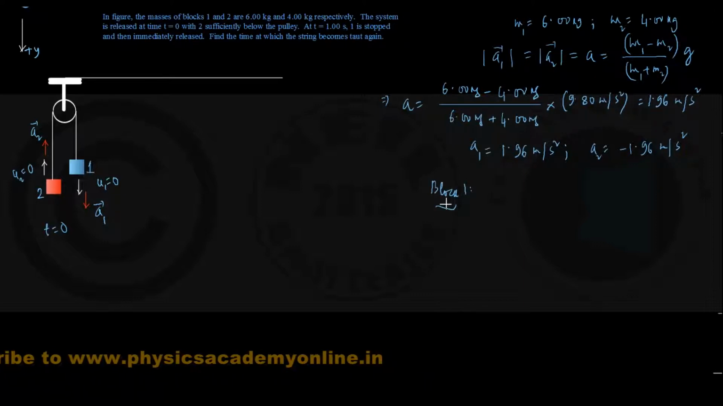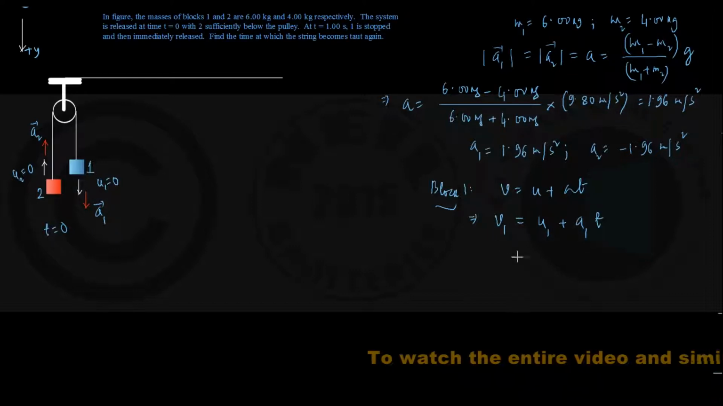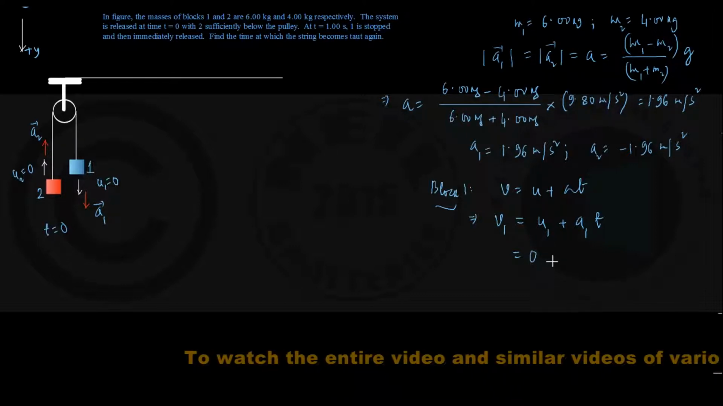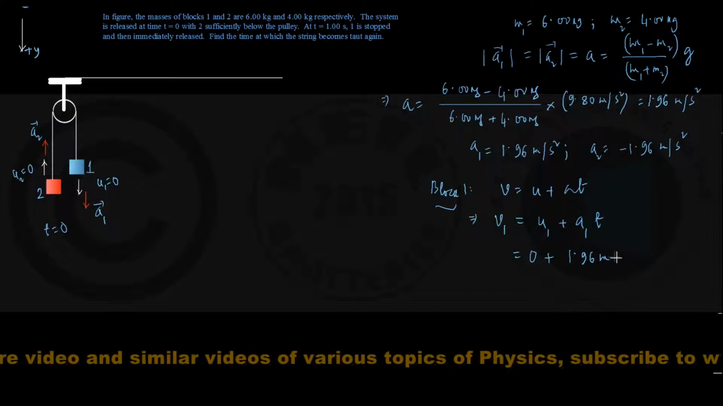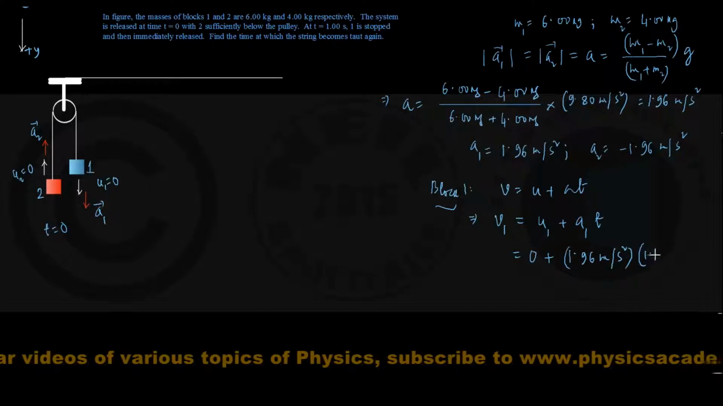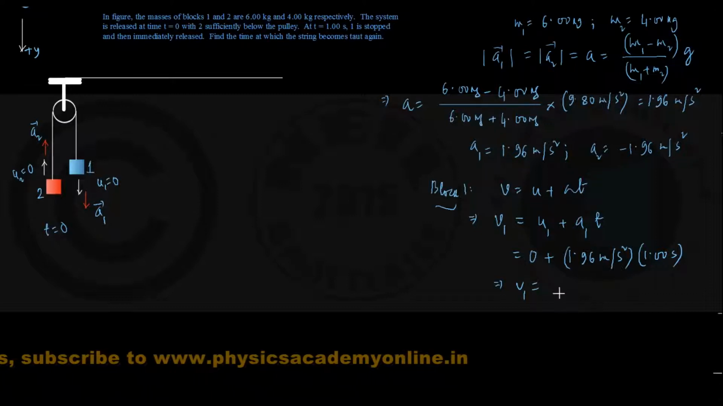And since we found the accelerations of both the blocks, let me consider the motion of block one. In the first second of motion, we have this formula, v = u + at. So for block one, we might write the velocity v1 at the end of 1 second, that is given by its initial velocity plus acceleration into time. Putting the values, u1 is equal to zero, acceleration of block one, that was positive downwards, 1.96 meter per second square, into time, that is 1.00 second. We have here velocity of block one at t equals 1.00 second is 1.96 meter per second.